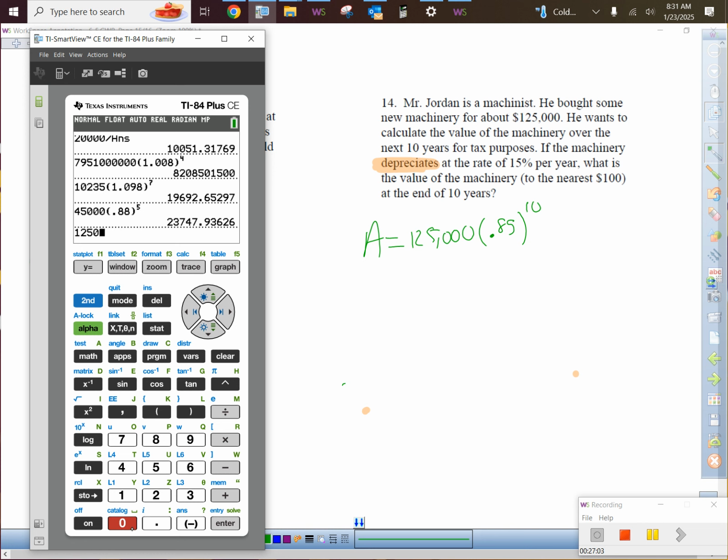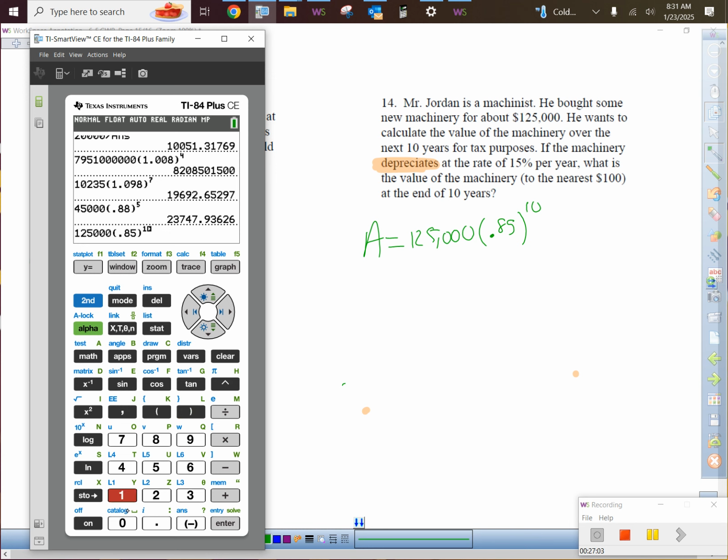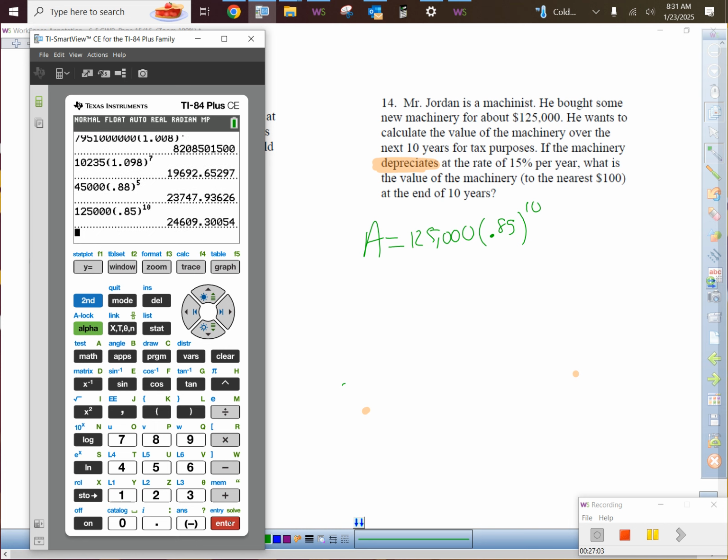$125,000 machine. That's a lot of money if you don't know. 125,000 bucks is a lot. If you just had 125 bucks, you'd be very happy right now. It's like $125,000 is extremely awesome.